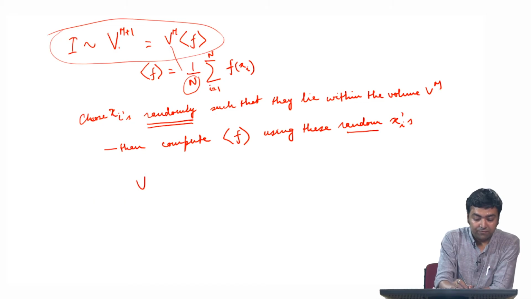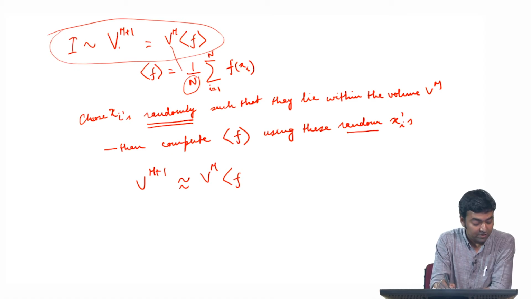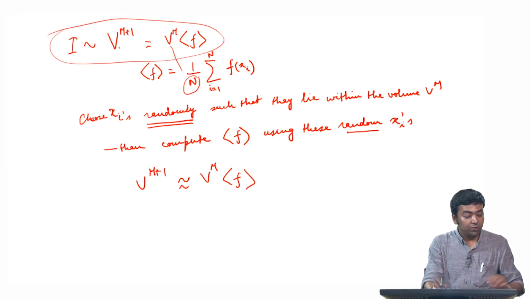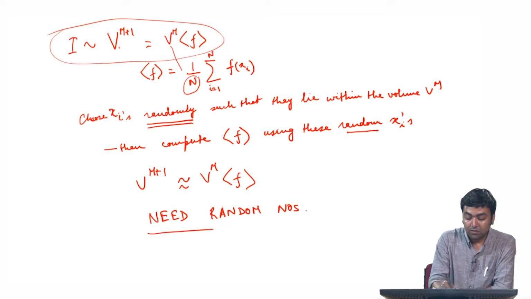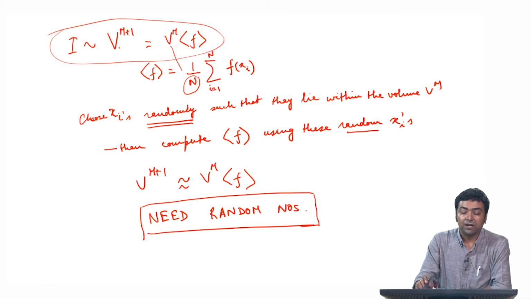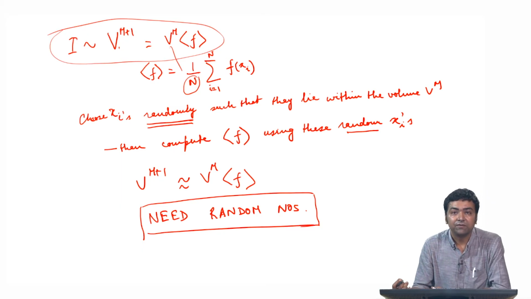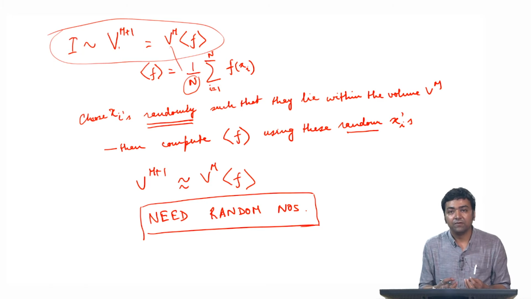So, to summarize this, I have V m minus 1 is now approximately equal to V m times the average value. To do this, what we need now is random numbers. Since we are using random numbers to determine the grid points that we will use to compute the average of the function, we do not know a priori which grid points we are going to use. We only know that these grid points will lie within the volume enclosed by the sides, but we do not know where specifically they will be.